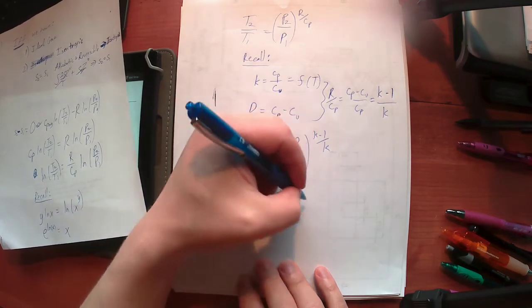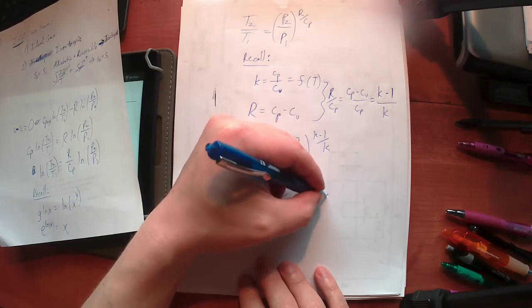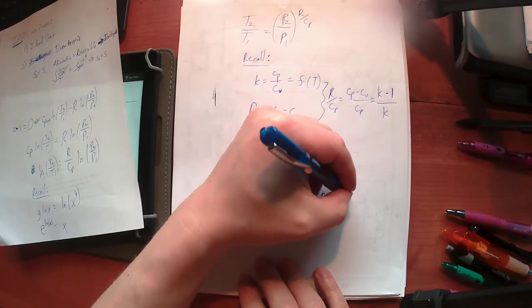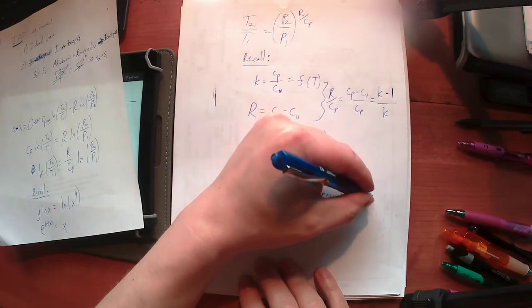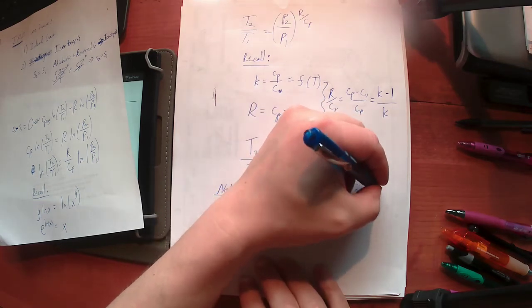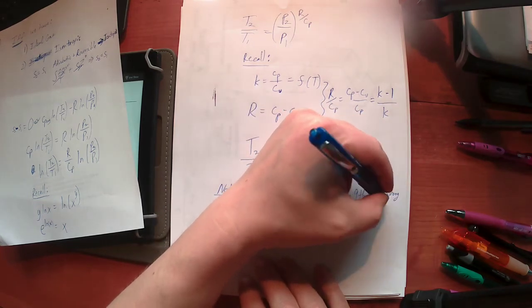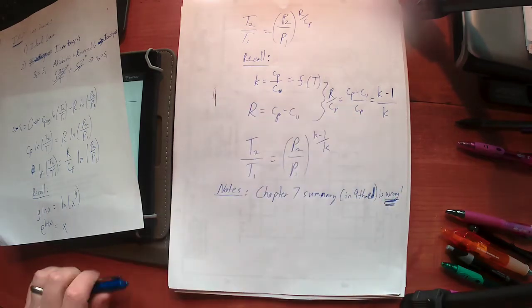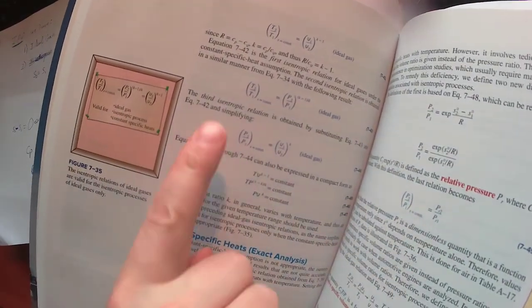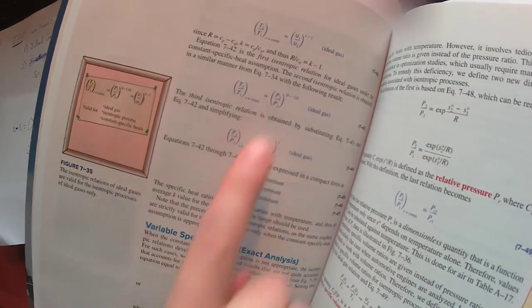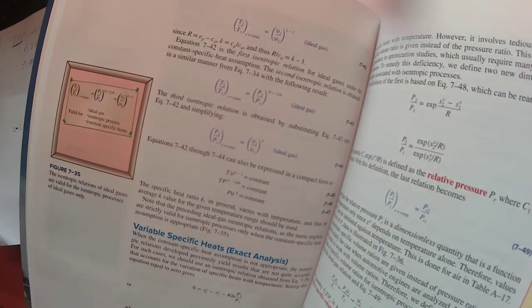Chapter 7 summary in the 9th edition of Cengel and Boles, at least the one I've got sitting in front of me, is wrong. I showed this to you in the last video, if you watched last time. Now, if you look in the chapter, where has he got it here? So if you look in the chapter, he's actually derived it correctly right here. This is what we've just derived. T2 over T1 equals P2 over P1 to the K minus 1 over K.